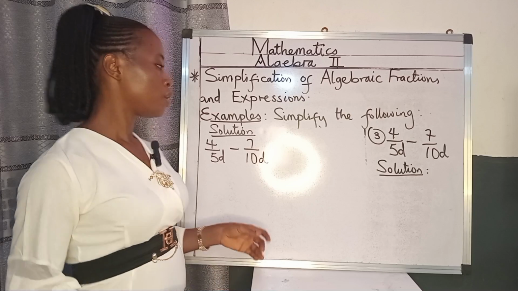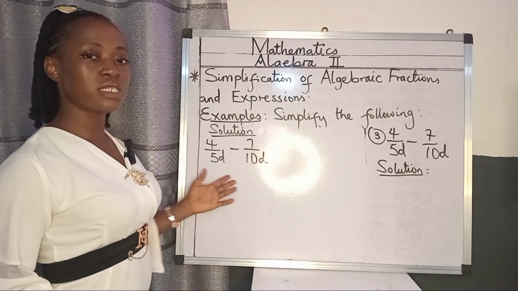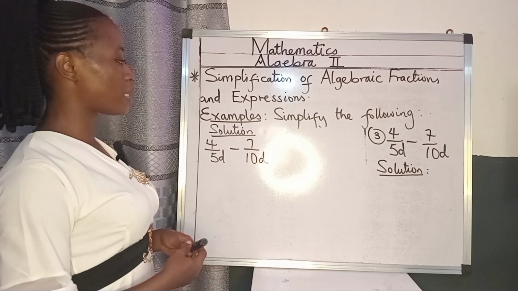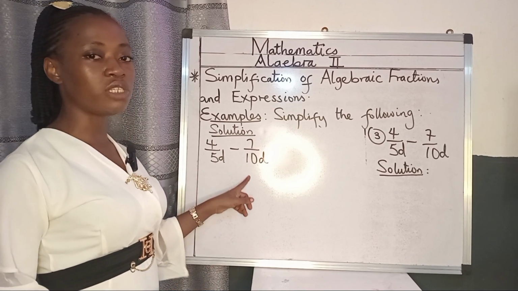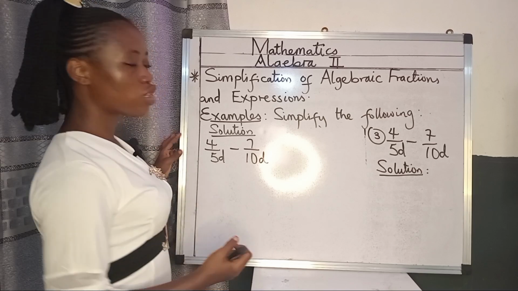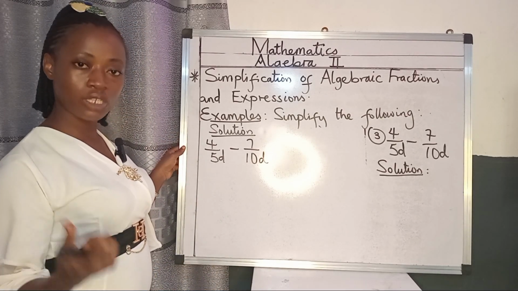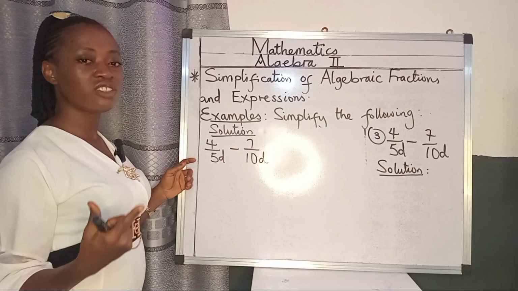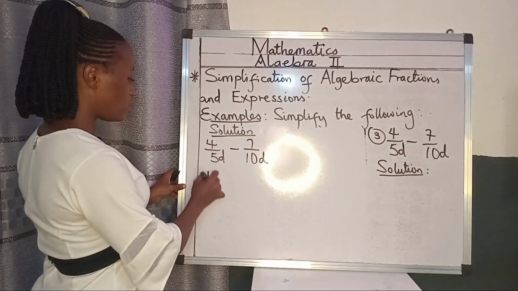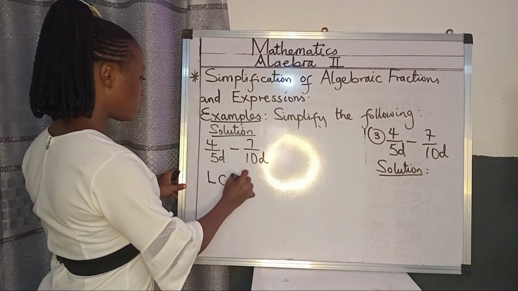Now, looking at this, these are unlike fractions, all right? Unlike fractions are fractions that have different denominators. Now, the denominators are different. Now, when you are subtracting unlike fractions, you have to find the LCM of the denominators. So I'm going to find the LCM.